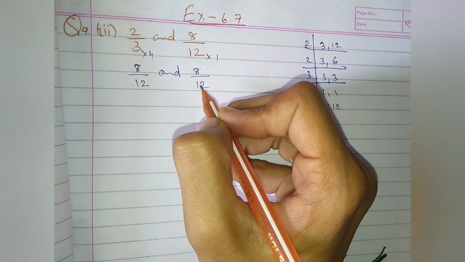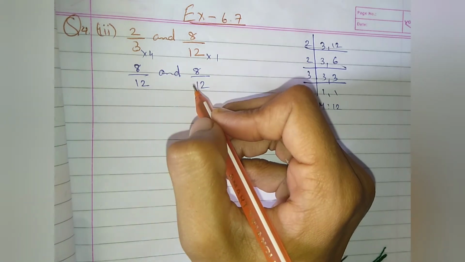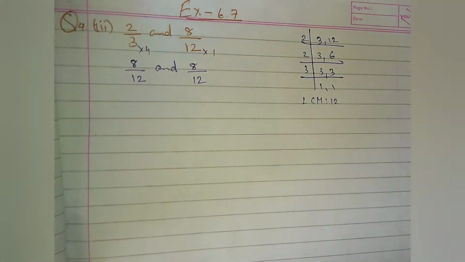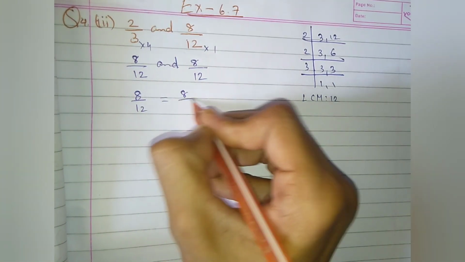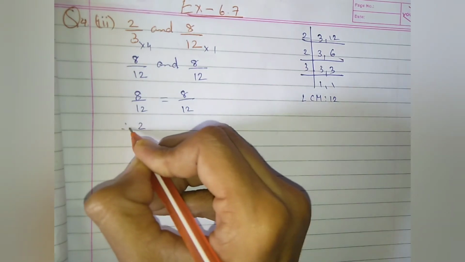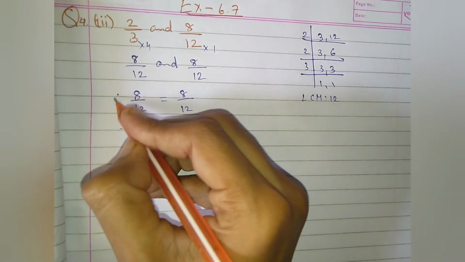So what is the answer? 8 upon 12 and 8 upon 12. So the answer is equal to. 8 upon 12 is equal to 8 upon 12. So therefore 2 upon 3 is equal to 8 upon 12.